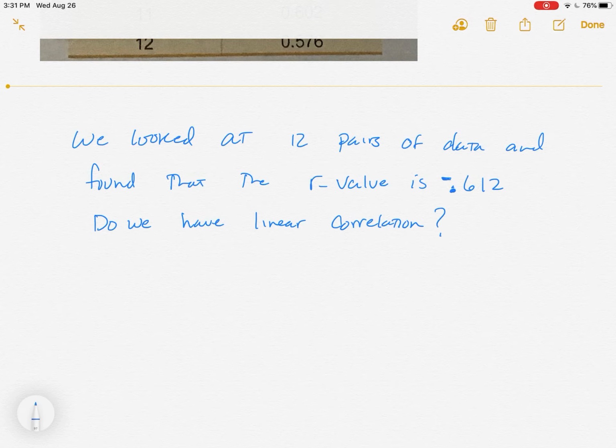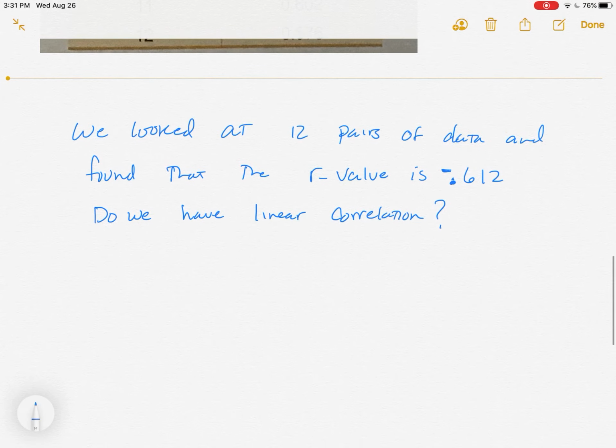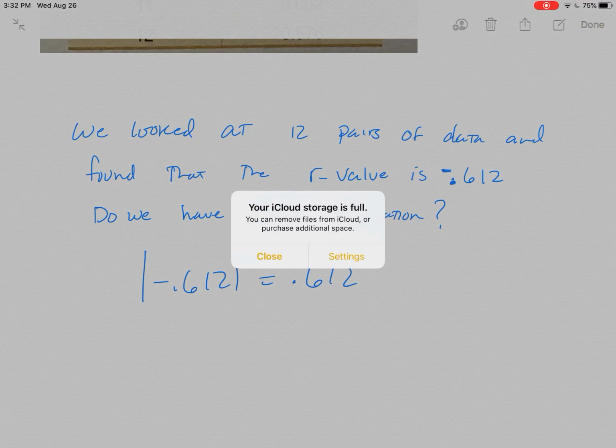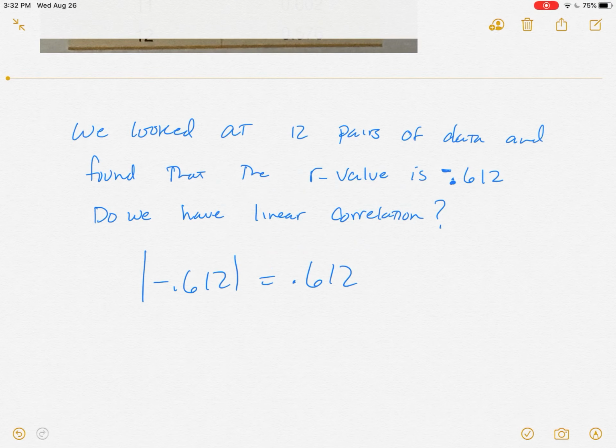between those two variables? So let me remind you, we have linear correlation if the absolute value of R is close to 1. So the absolute value of -0.612 is 0.612. So the question is, is 0.612 close to 1? Well, you and I can't know that unless we go to a chart. And so let's go to this chart.